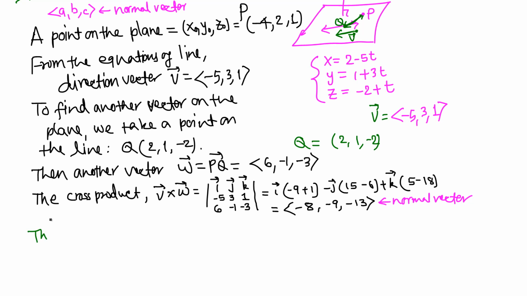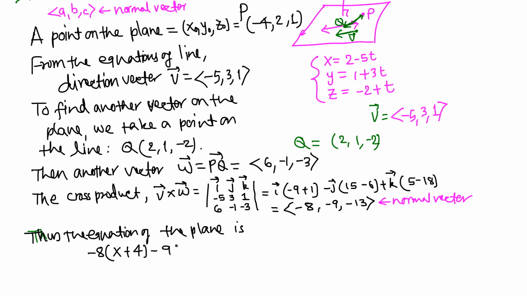Thus the equation of the plane is: a, b, c is now the normal vector. a is -8, so -8(x minus x naught, where the point is -4), so x minus -4, which is x plus 4, plus b, which is -9, times y minus y naught, which is 2, plus c, which is -13, times z minus z naught, which is 1, equals 0. This is in the standard form. You can distribute and keep the number on the other side, that would be the general form, but this is final.